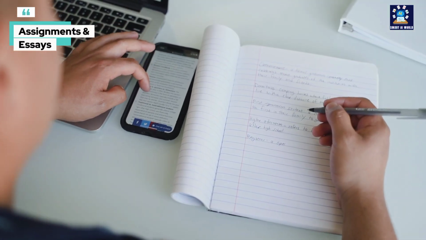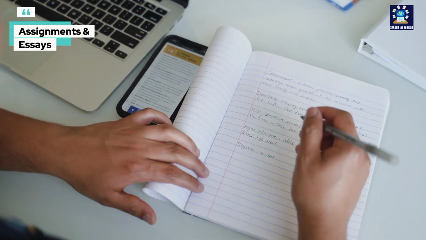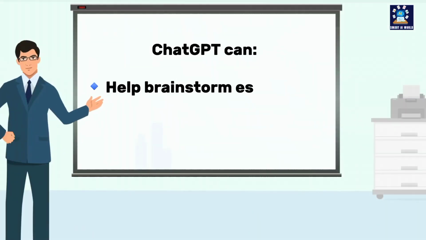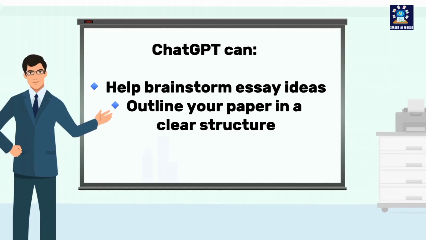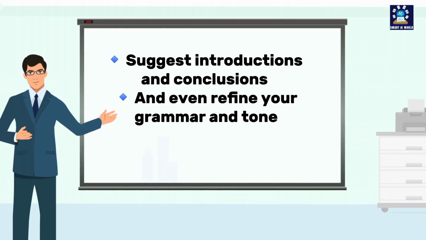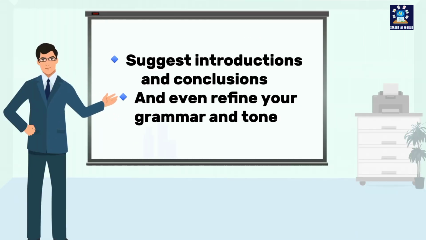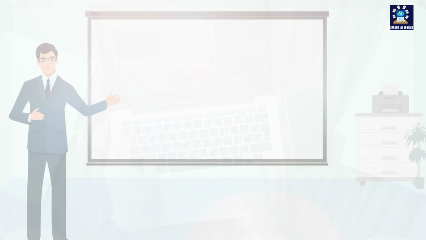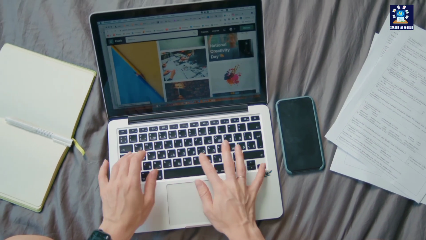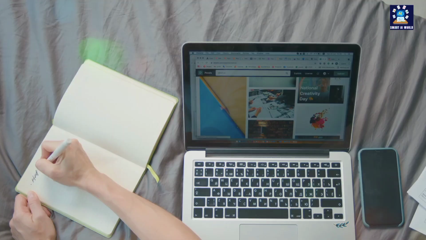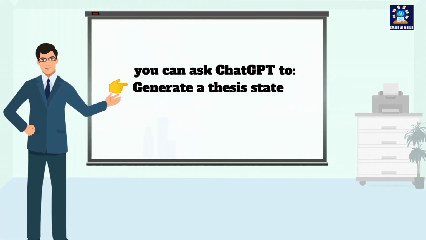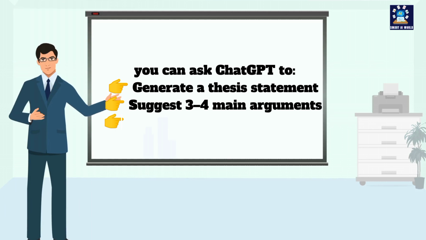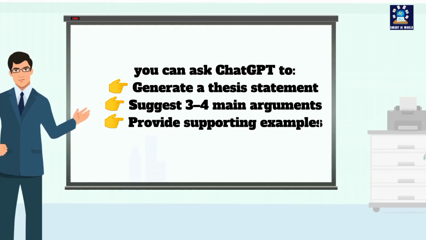Now let's move into writing assignments and essays, one of the biggest challenges for students. ChatGPT can help brainstorm essay ideas, outline your paper in a clear structure, suggest introductions and conclusions, and even refine your grammar and tone. For example, if you're given a topic like the impact of technology on education, you can ask ChatGPT to generate a thesis statement, suggest 3 to 4 main arguments, provide supporting examples.